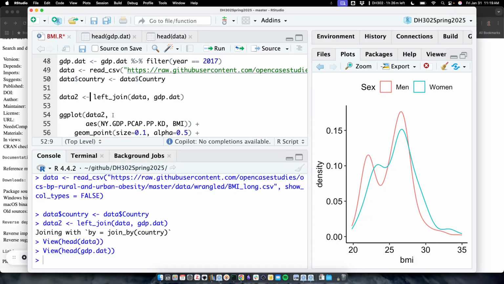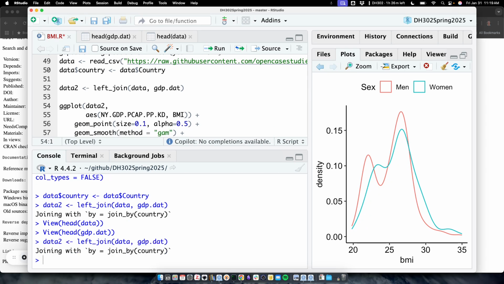What this left join allows me to do is put these two data frames together based on one column which is common, in this case, country. So I'm going to join these two data frames by country. The reason I'm doing this is because I want to see the impact of the GDP on BMI. Is that clear? That's what this particular command does.